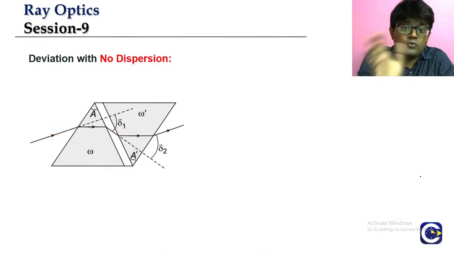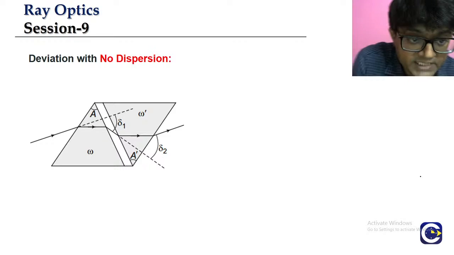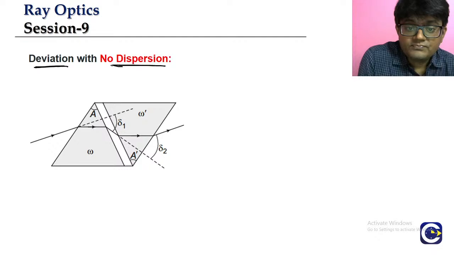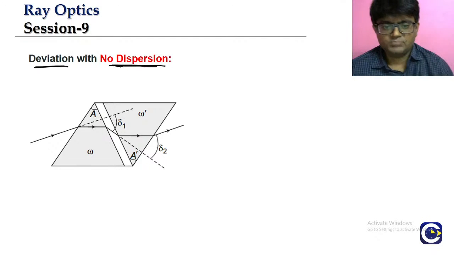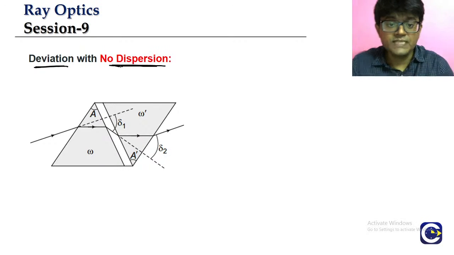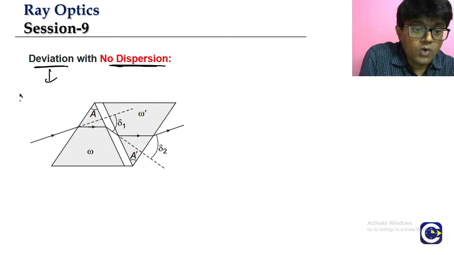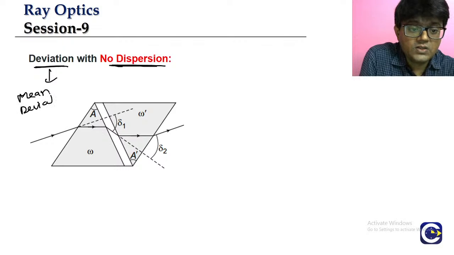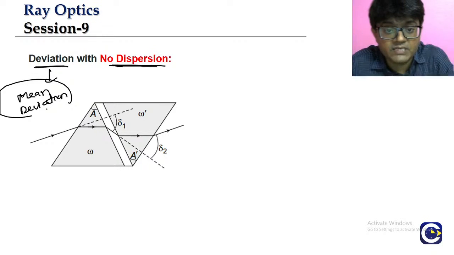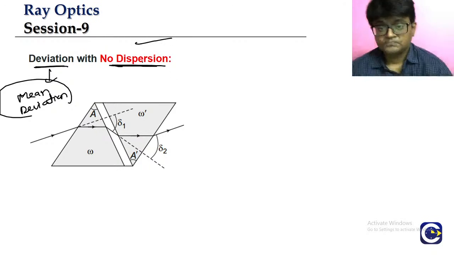So it says the condition. Then we can have one more possibility. What is it? We can have a deviation with no dispersion, just the other way. The overall combination of the prisms can give us some mean deviation, but no dispersion.